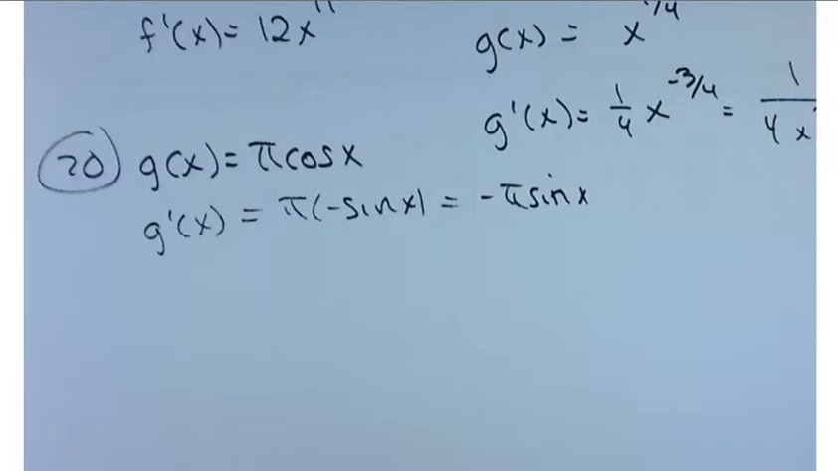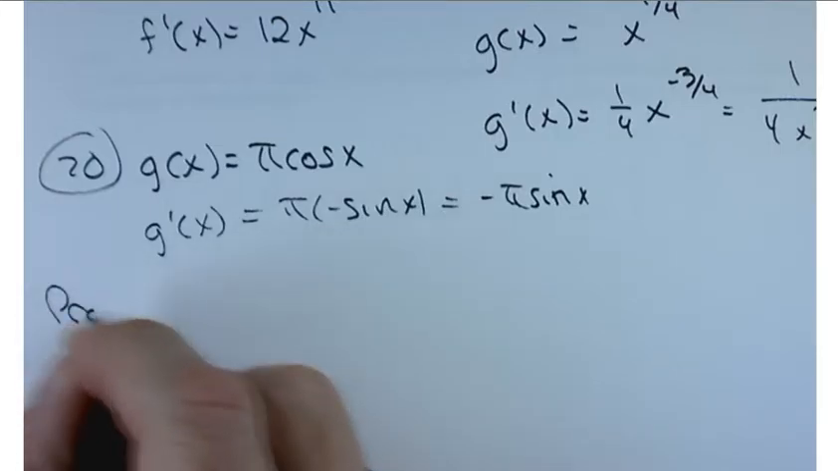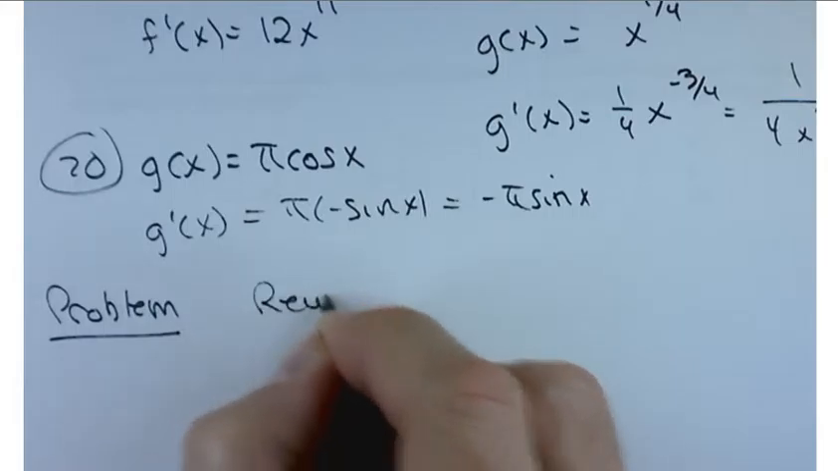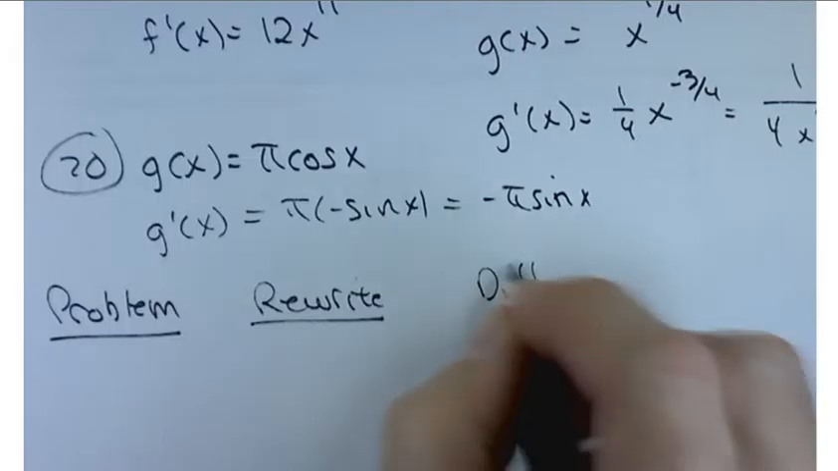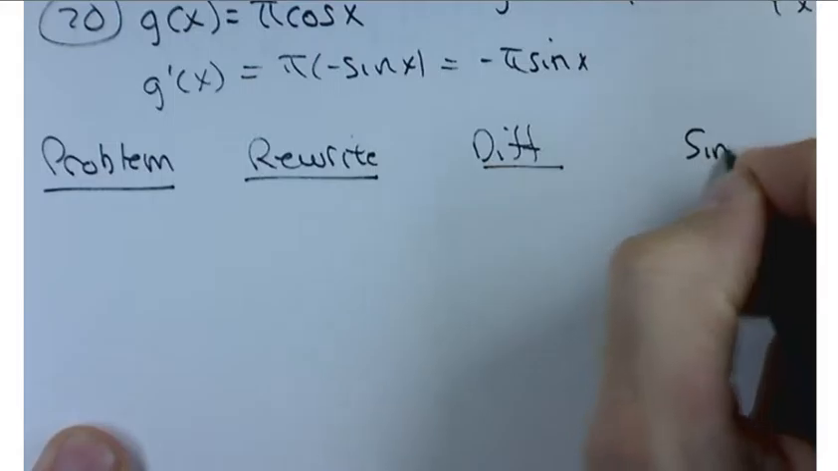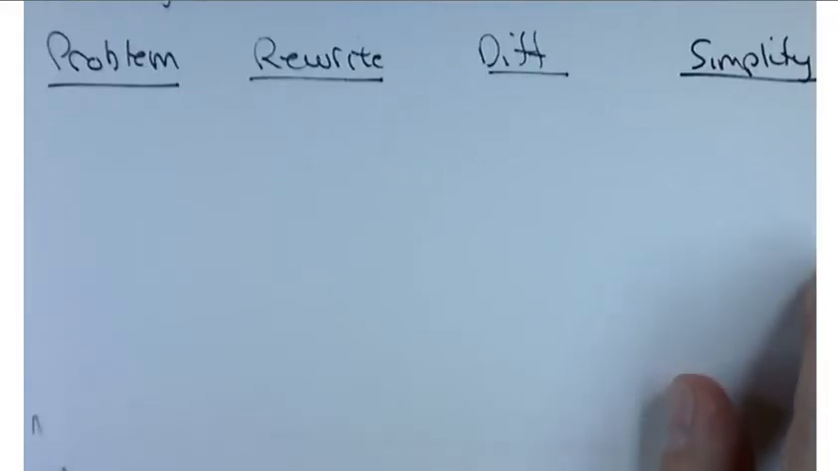Let's do a couple more to finish up with. I'm going to do problem number 28, and then I'll have you do problems 26 and 27 to finish up. So, do the problem: rewrite, differentiate, and then simplify. So 4 little stages in each of these problems.